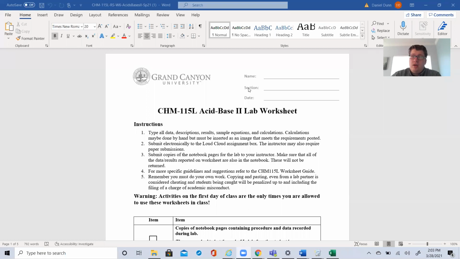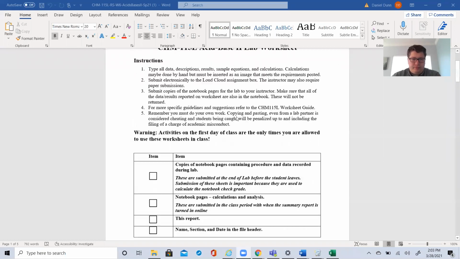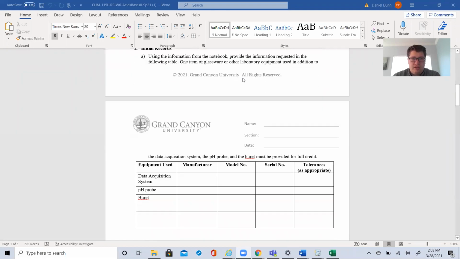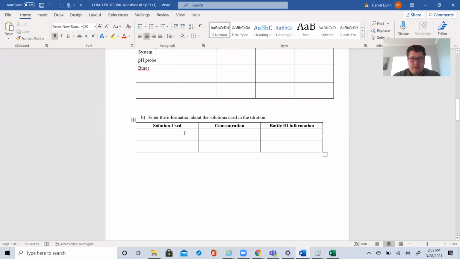So, here's the worksheet. Like always, it's the exact same information. I'm going to be grading this based off completion. I'm not really going to grade this based off accuracy.